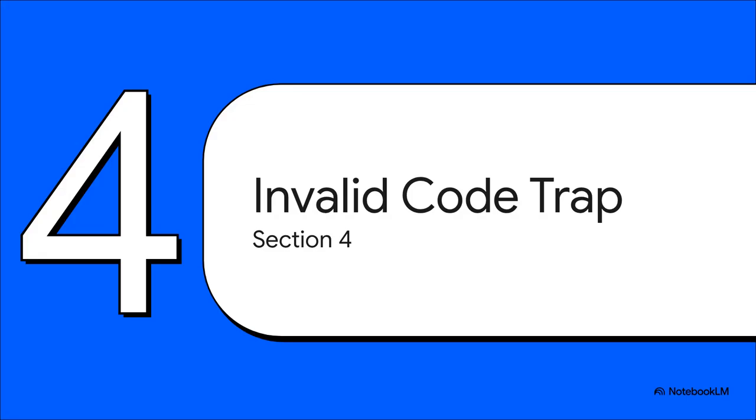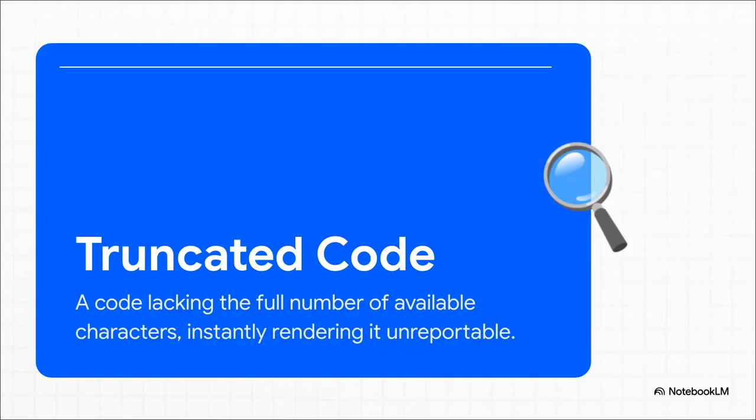And that brings us to Section 4, the invalid code trap, or as I like to call it, the billing blocker. So what happens when coders stop halfway down that specificity scale? You get a truncated or invalid code. This is a code that lacks the full number of available characters provided in the tabular list. Leaving digits on the table means the code is structurally broken according to CMS guidelines. It honestly doesn't matter if the medical care was completely flawless. If the data string you sent is too short, it's instantly unreportable.